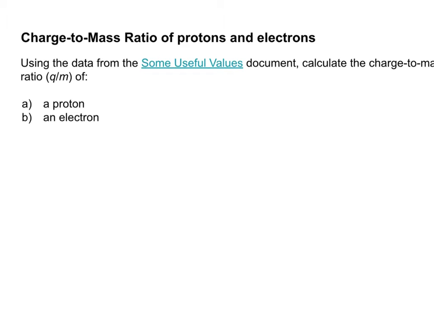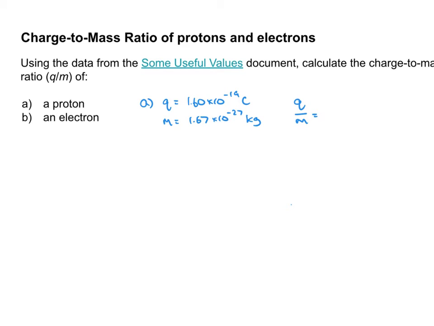For this question, they literally want you to use the charge value and the mass value for a proton and divide them. And then same thing for the electron for part B. So I'll get those values from the useful values document. And for the proton, the charge is positive 1.60 times 10 to the negative 19. And the mass is 1.67 times 10 to the negative 27 kilograms. So the charge to mass ratio is when you divide them.